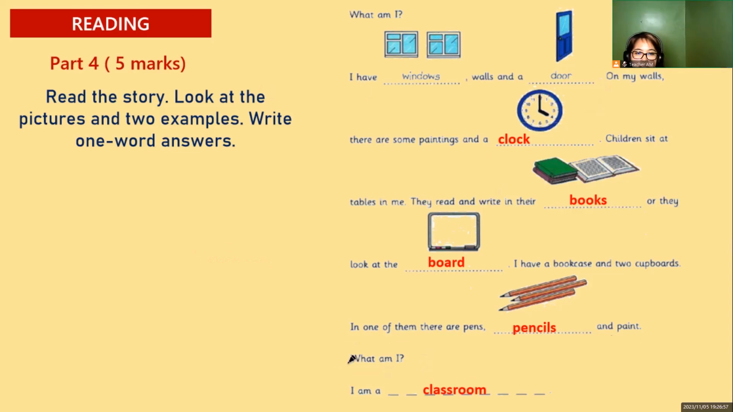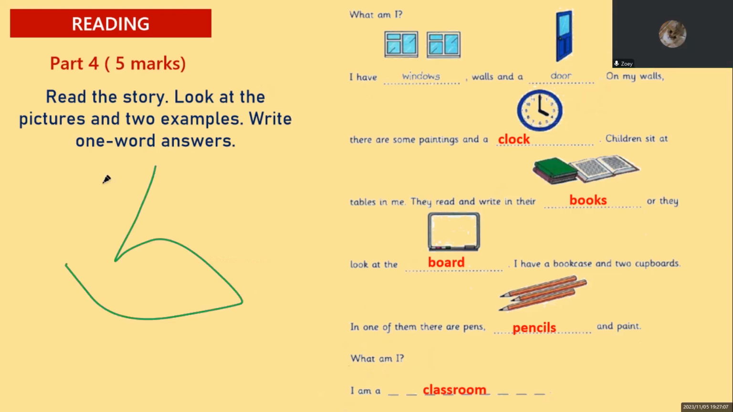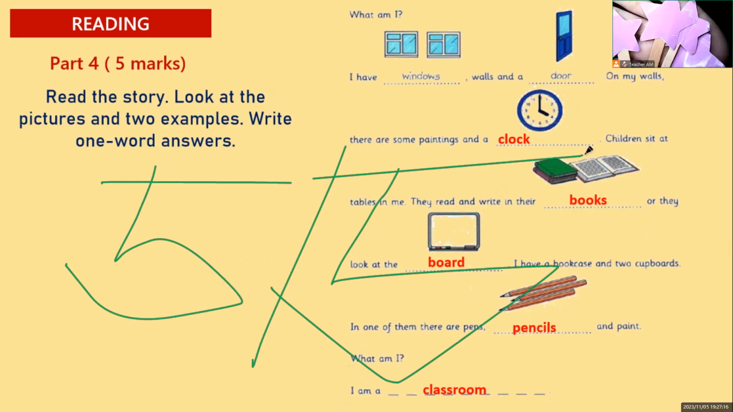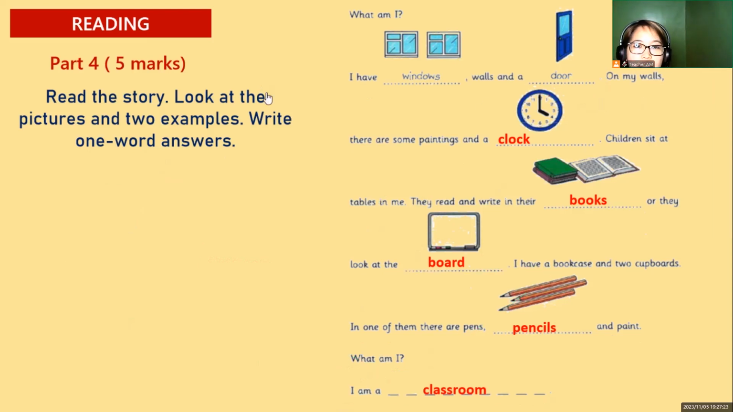What am I? Now, oh, one more. What am I? What am I? I am a classroom. Very good, Zoe. Another perfect score of 5 out of 5 and 1 star. So tonight, you've got 4 small stars. Very good, Zoe. And you've got a perfect score for our final test in reading and writing.